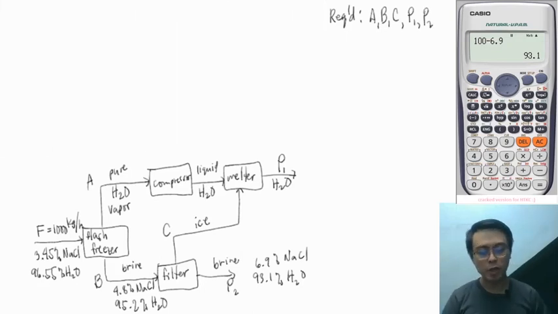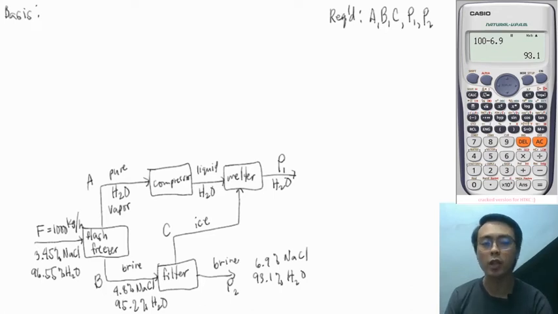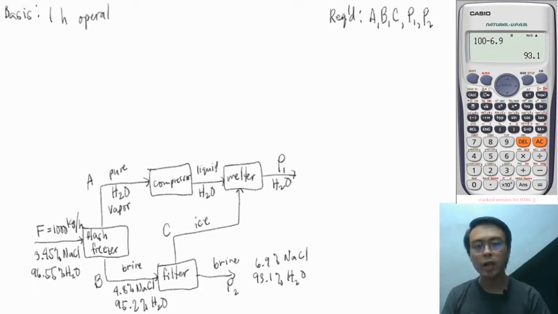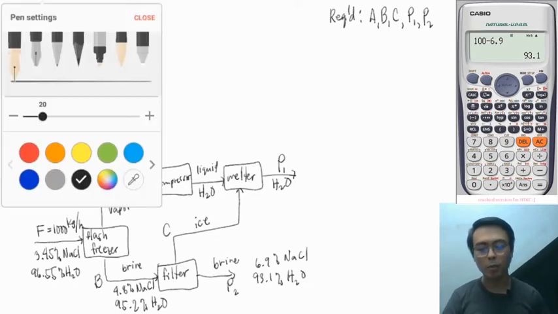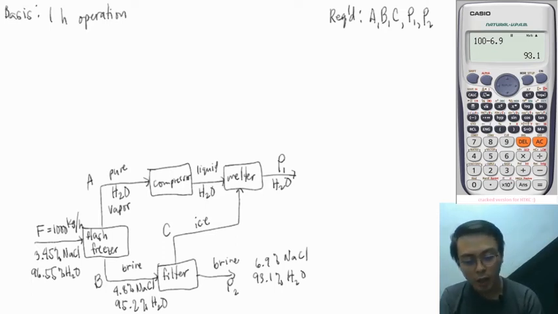We first proceed by naming our bases. In this case, we are given a flow rate of F, 1000 kilograms per hour. Therefore, we can have a basis that is 1 hour operation. Next, we name our system boundary. So let's highlight our boundary. For the past few problems, we have been using the overall system boundary for the first round of calculation. So let's do that here. I will be highlighting the entire system.